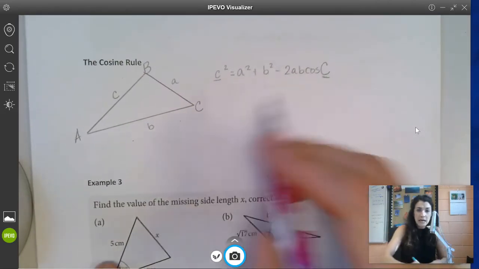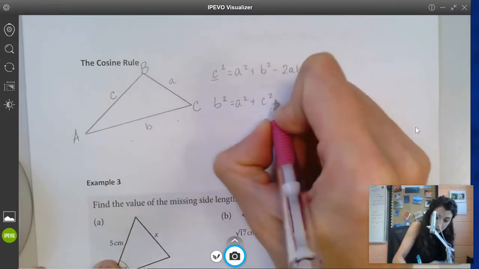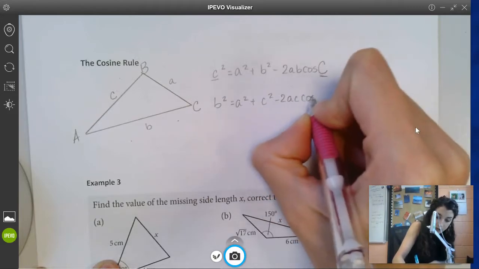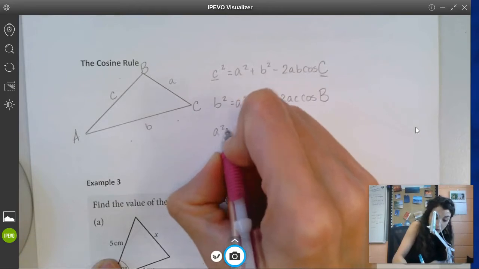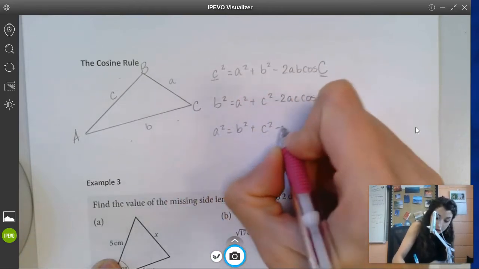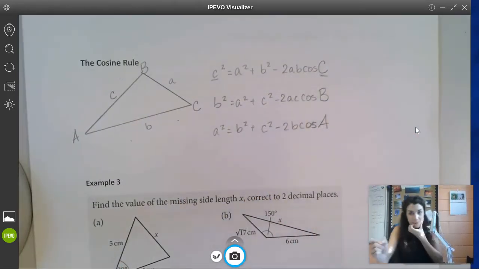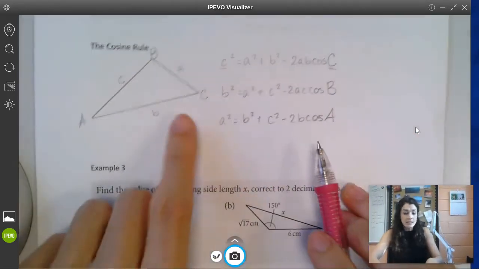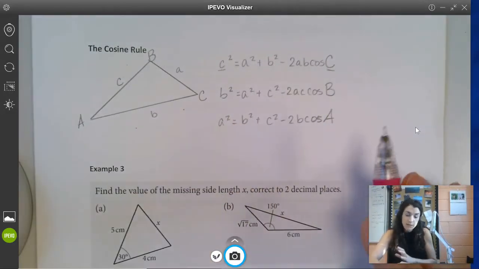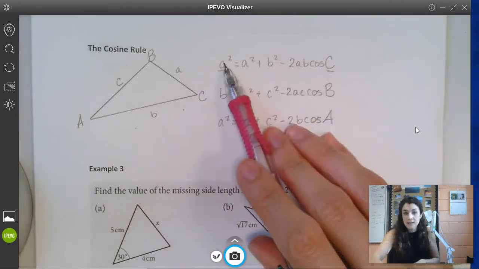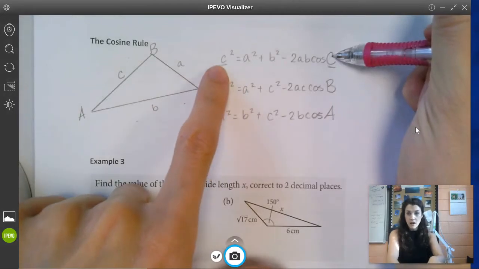So I could rewrite this as b squared equals a squared plus c squared minus 2ac cosine of b. Or I could write it as a squared equals b squared plus c squared minus 2bc cosine of a. The thing that's important is side opposite of the angle, side opposite of the angle. So just keep in mind that it doesn't have to be c here. It's just the relationship idea of an angle and its opposite side.